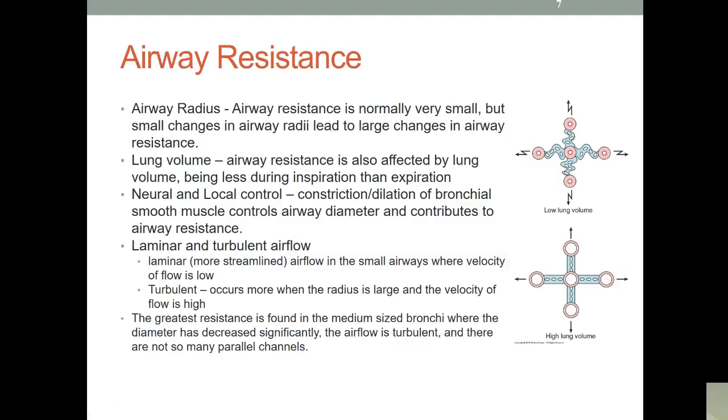There are various neural and local control factors that affect the smooth muscle of the bronchioles. If those smooth muscle cells contract, then we get bronchoconstriction. If they dilate, or relax, I should say, then we get bronchodilation. We'll talk about those factors in a minute.